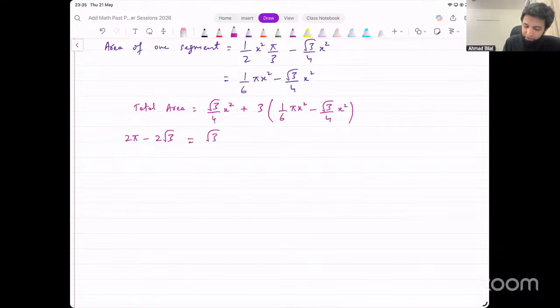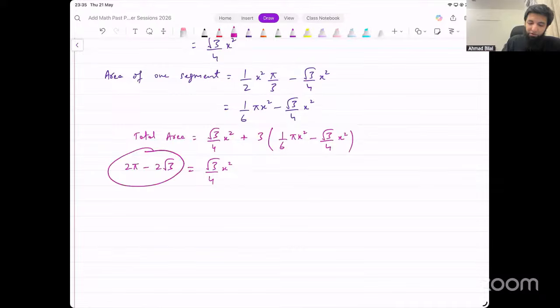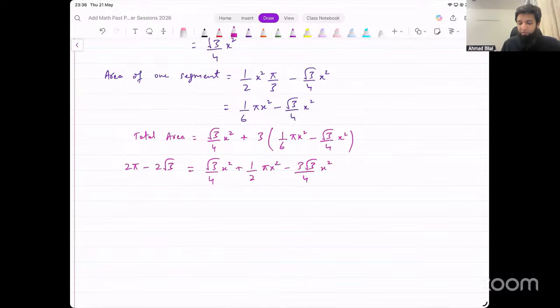I'll simplify this first. Under root 3 over 4 x squared. Now remember, we can't use decimals because the area is given in exact form, so you have to convert it to exact form. Under root 3 over 4 x squared plus 3 over 6, that will be 1 over 2 pi x squared minus 3 under root 3 over 4 x squared. This is what we end up getting.